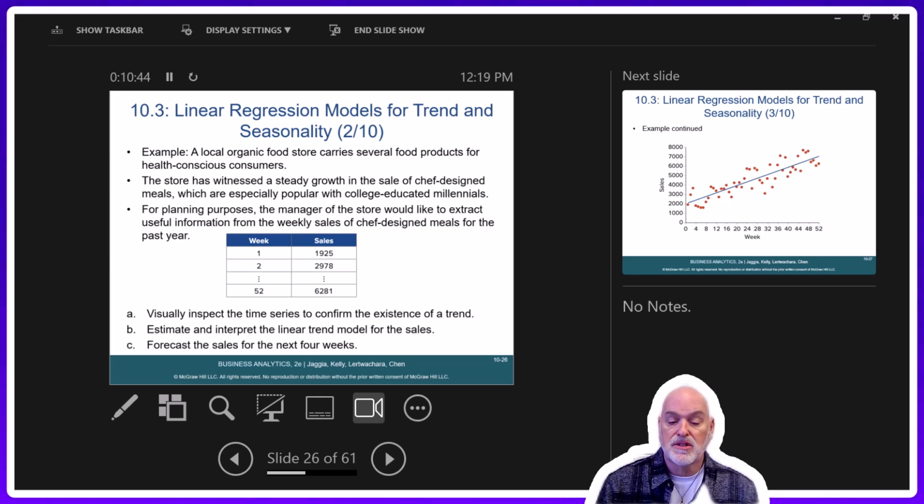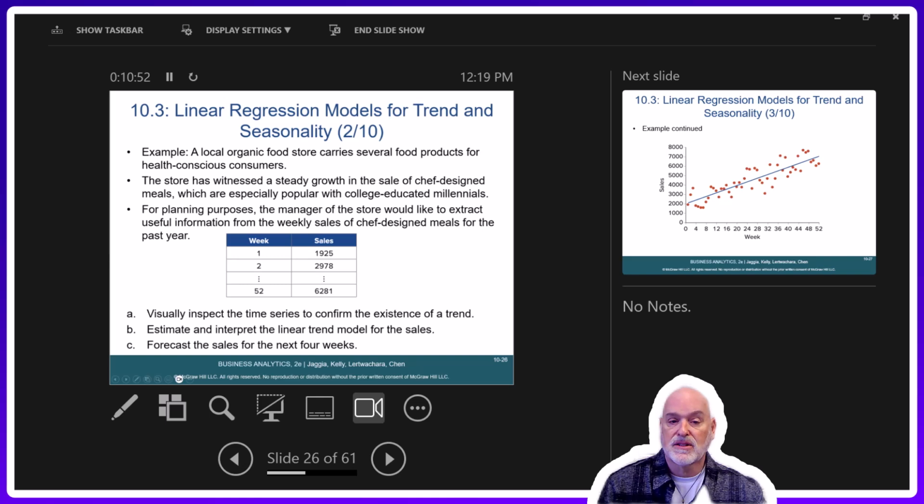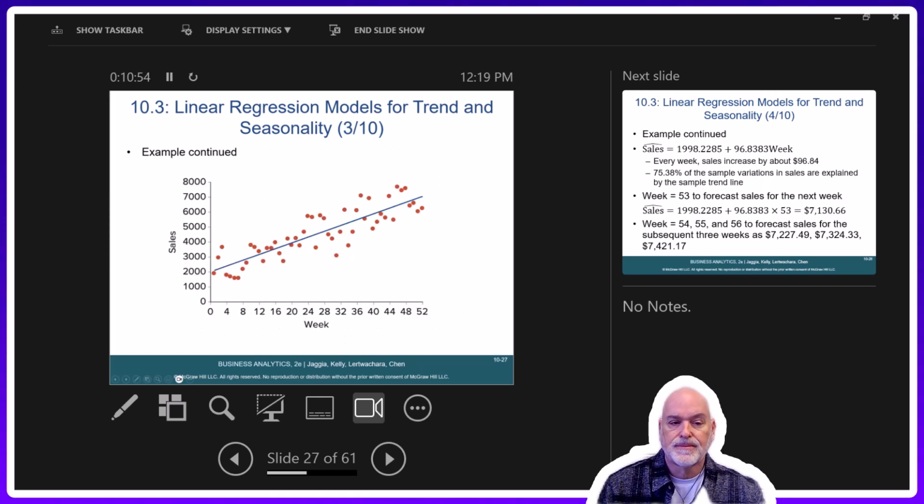Visually inspect the time series to confirm the existence of a trend, estimate and interpret the linear trend model for the sales, and forecast the sales for the next 4 weeks. So we take a look, and we look at the sales and the week, and then we plot our line here.